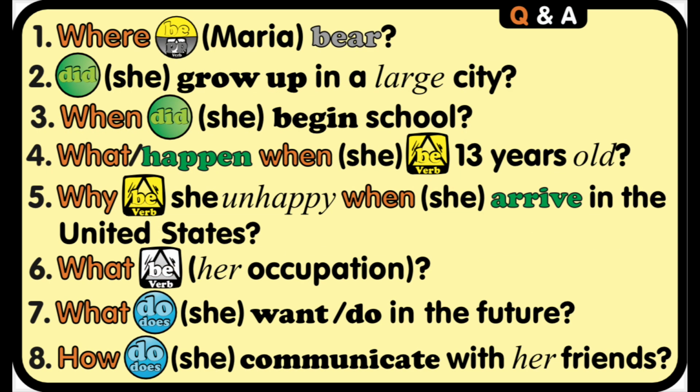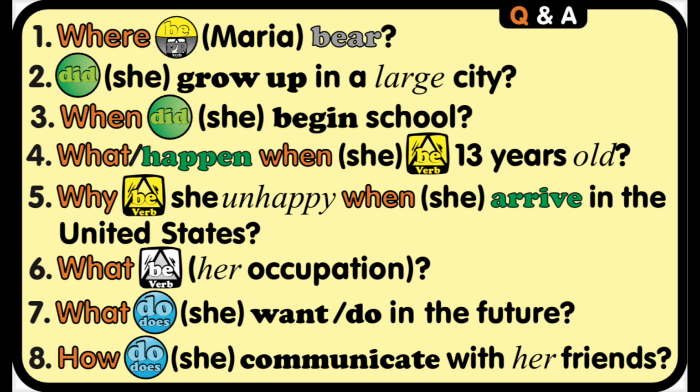Now let's answer these questions. Where was Maria born? She was born in Peru. Did she grow up in a large city? No, she didn't. She grew up in a small village. When did she begin school? She began school when she was 6. What happened when she was 13 years old? She had to work when she was 13 years old.